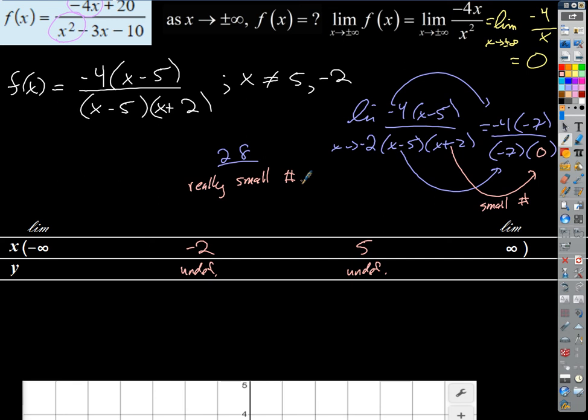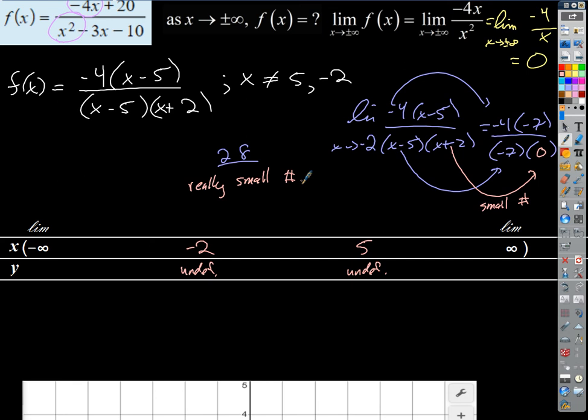What's going on as we get closer and closer and closer to negative 2? The value of the function is just going to be exploding, right? And we don't know if it's going to be a really big positive or negative number at this point. We'll deal with that in calculus, right? But we know that it's going to be explosive. So that tells us then that at negative 2 we're getting what's called a vertical asymptote, right?